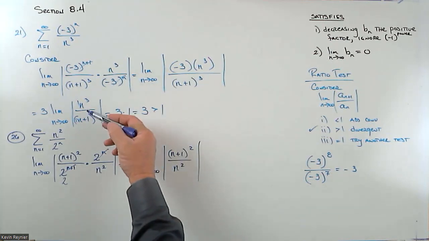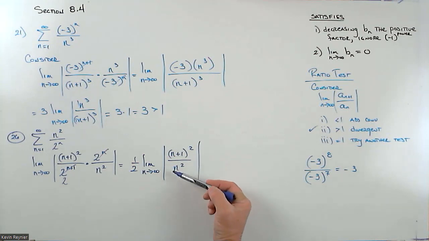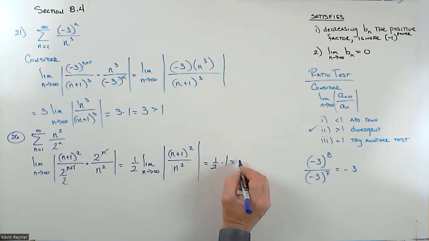Same argument we used right here. Greatest power of n up here is 2. Greatest power of n down here is 2. The limit, therefore, is the ratio of their leading coefficients. This is a 1. This is a 1. So we get 1/2 times 1, which is going to be a half, which is less than 1. So problem 26 is absolutely convergent.